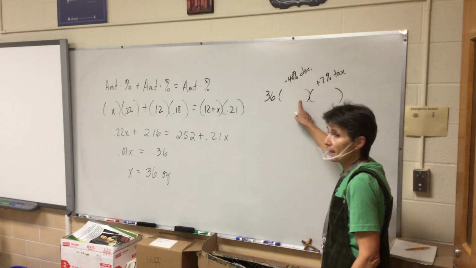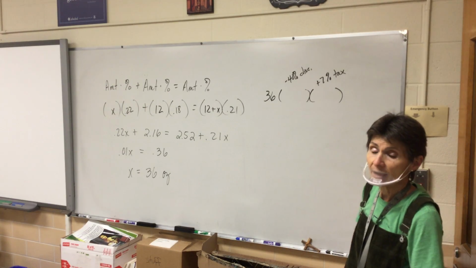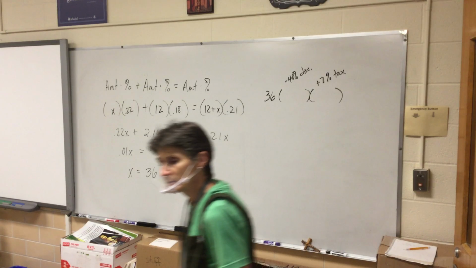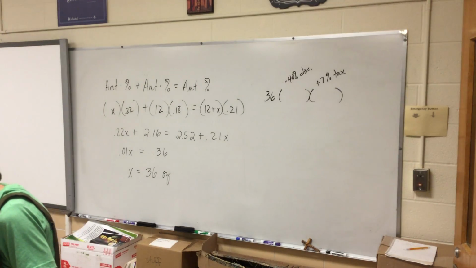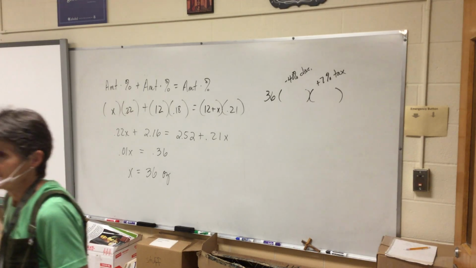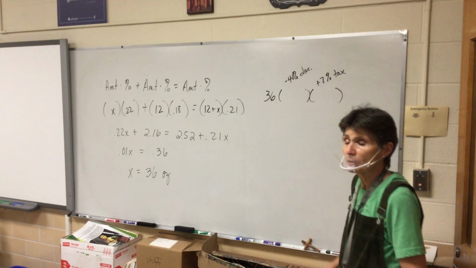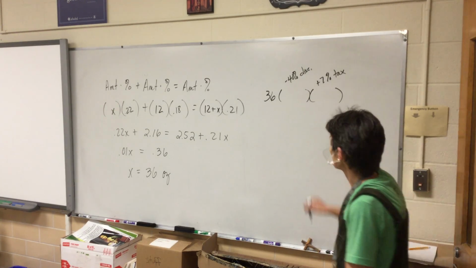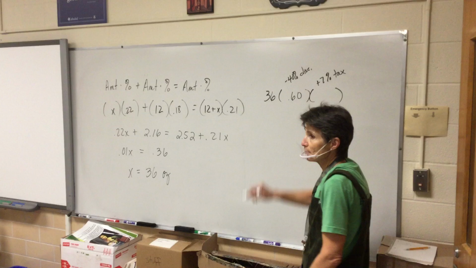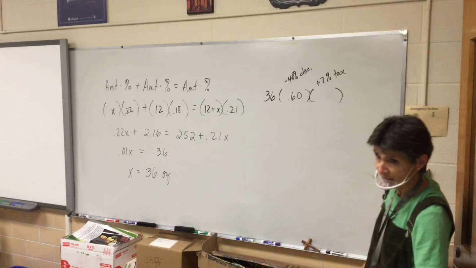What do we multiply by if we have a 40% discount? What am I going to multiply by? 0.60. Because I'm not paying 40%, so I am paying 60%.